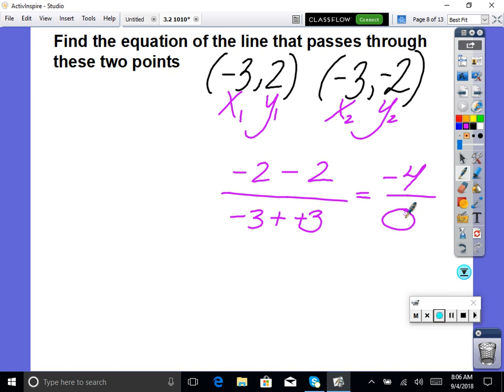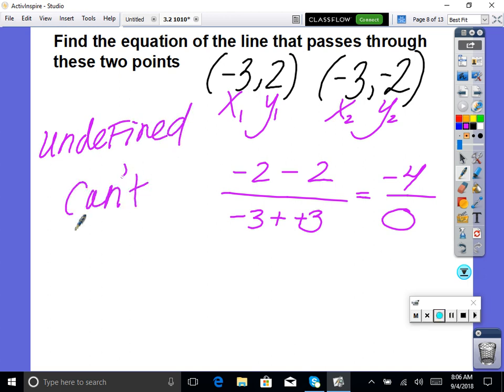Can we divide by 0? No, so there is no line. This is undefined. Undefined slope, so you can't have a line with those points. They'd be on top of each other. Okay, cool. Which, remember, by definition means it's not a function.